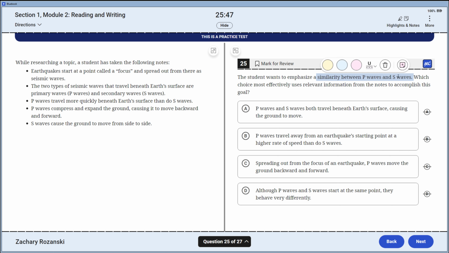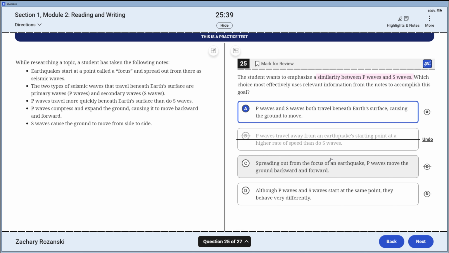We'll emphasize a similarity between these waves. They both travel beneath the surface. I love that, but I'm going to keep checking. They travel away higher. That's disgusting. That seems to be, the higher rate of speed seems to be enforcing a negative. Spreading out from the focus of the earthquake. This is just one. They start at the same point. They behave differently. D and B are ones that I could cash out to some sort of similarity, though they focus on contrast. I'm just going to make sure A is true.